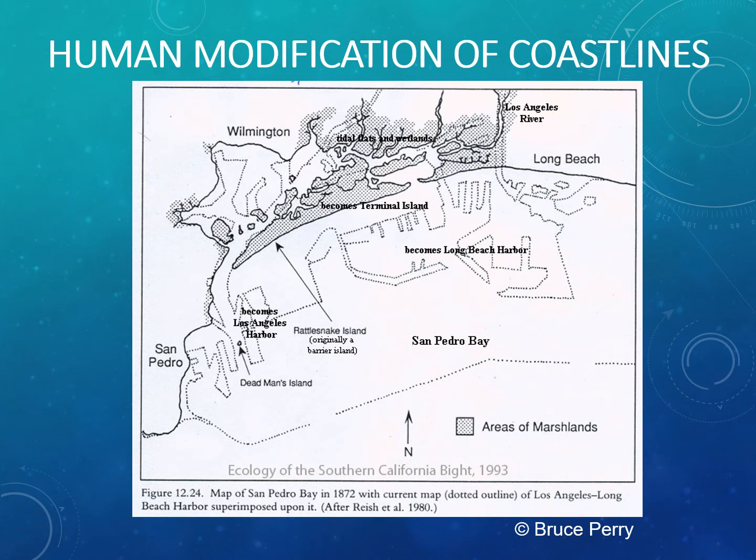This slide is an illustration of Southern California coastline as it was in the 1800s. So the dashed lines here, or dotted lines, represent the placement of the ports of LA and Long Beach. Sections of San Pedro as well are shown here.